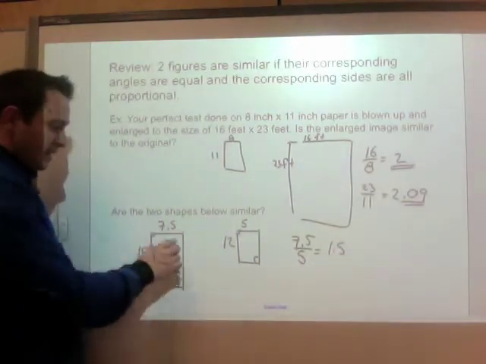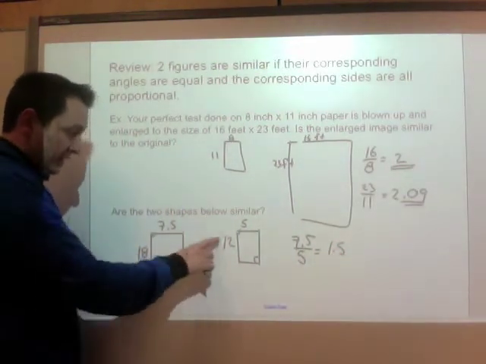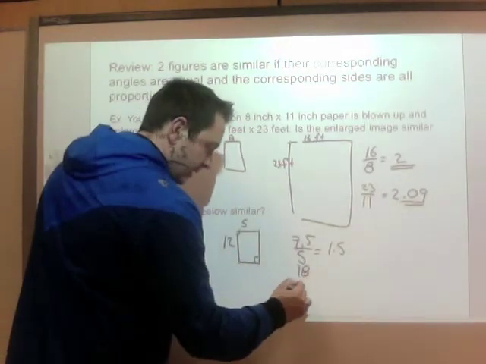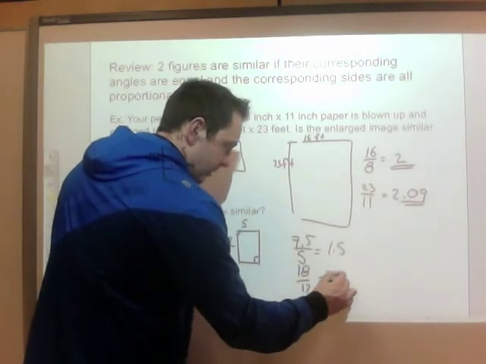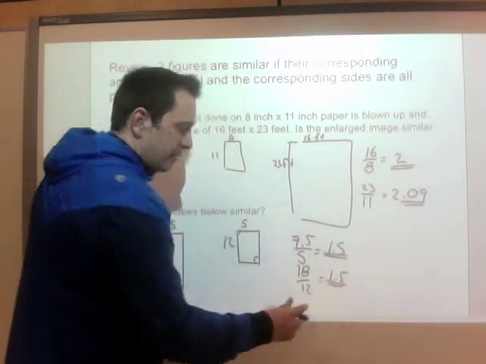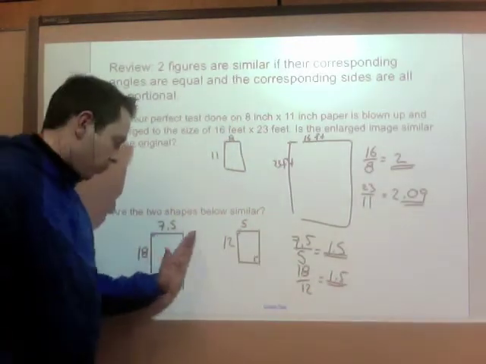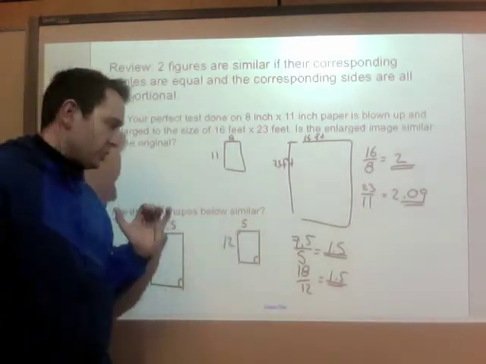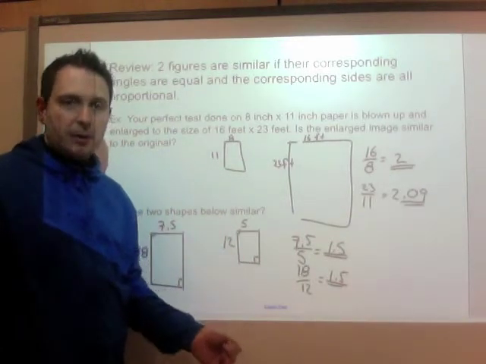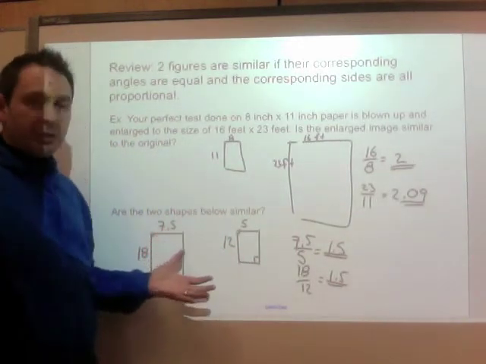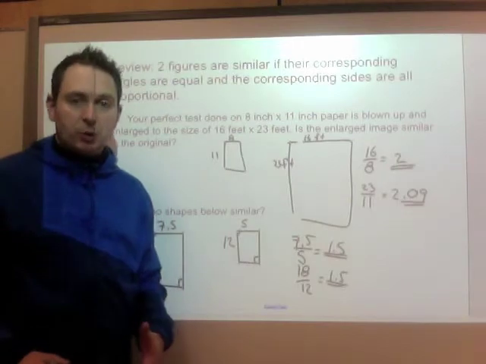Okay, now let's compare the sides. This side divided by this side, 18 divided by 12 equals 1.5. So these have the same proportions. It's 1.5 times bigger, so these are mathematically similar. That's how you're going to tell with learning intention 1 whether two things are similar or not.